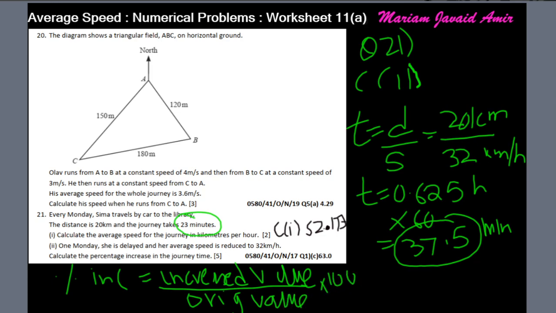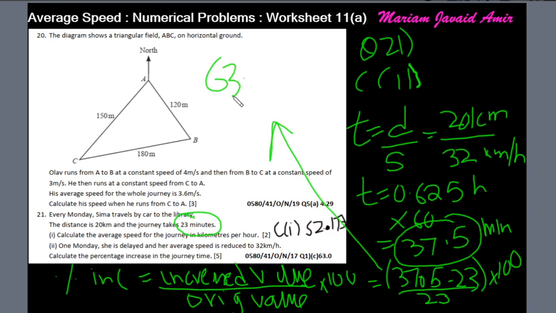So what is the increase in value? Increase is from 23 we go till 37.5. So the increase is 37.5 minus 23, over original time which was 23, times 100. That is 37.5 minus 23 divided by 23 times 100, which is 63.043. We get 63.0% rounded off answer.